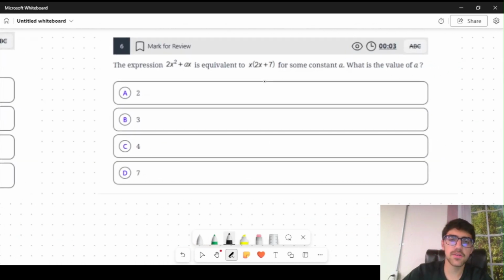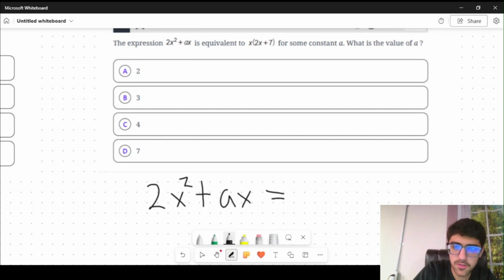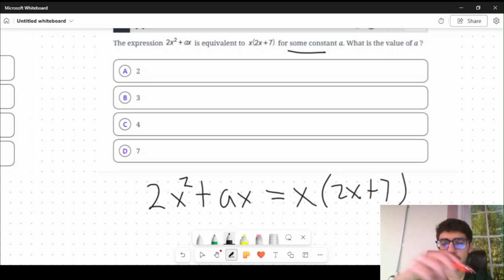So this one's a little bit harder. It's a score band higher, but it's still in the easy section. It tells us the expression 2x squared plus ax is equivalent to x times 2x plus 7 for some constant a. What is the value of a?